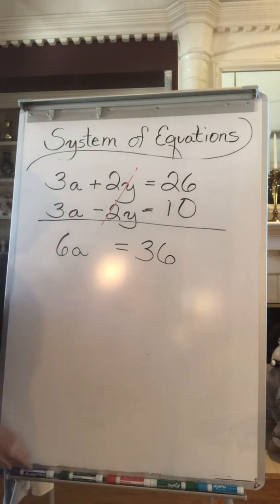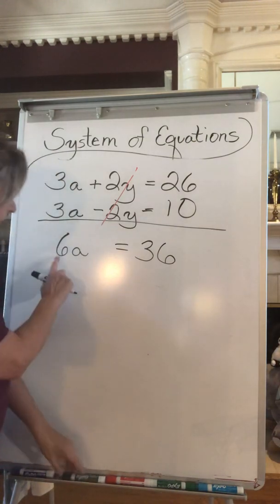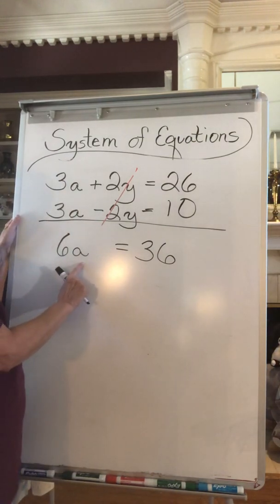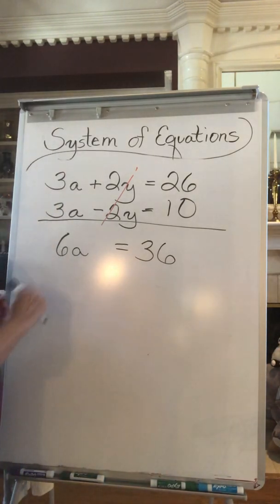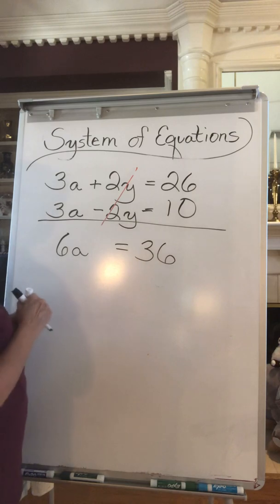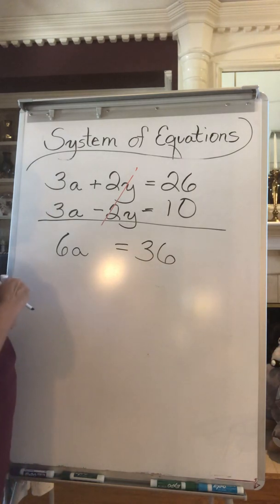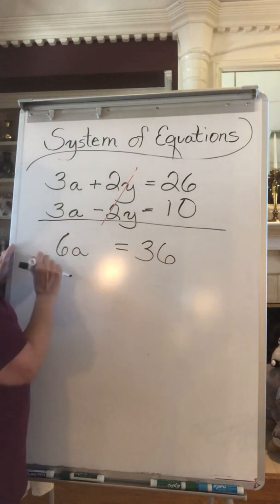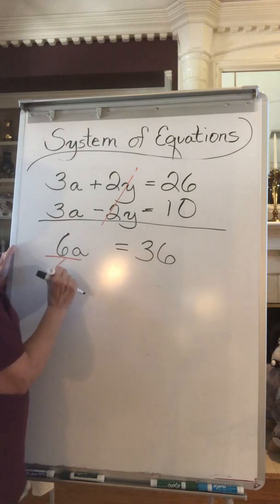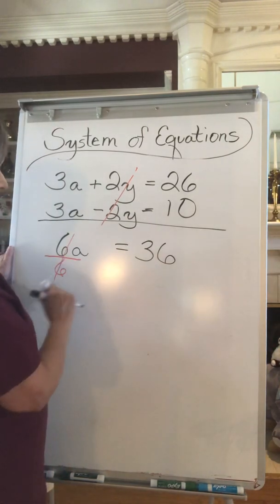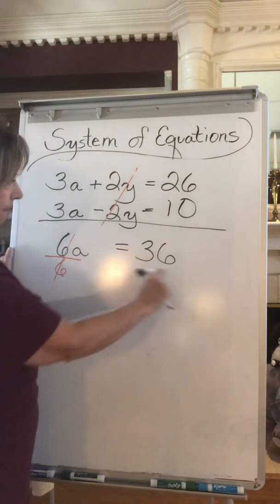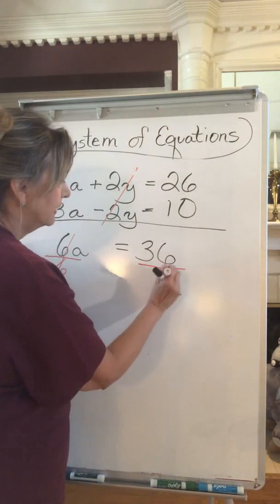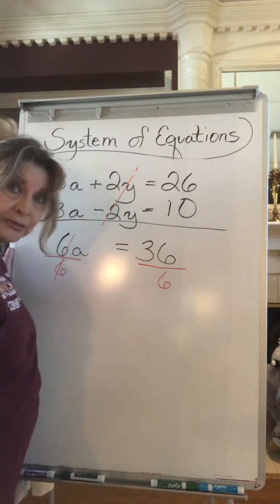Okay, now I'm down to a one-step equation. 6 is related to a by multiplying. So to isolate that a, I want to get rid of the 6. To get rid of that 6, I have to do the opposite of multiplying, which is to divide by 6. Remember, anything I do on one side of the equal sign, I've got to do the exact same thing on the other side.